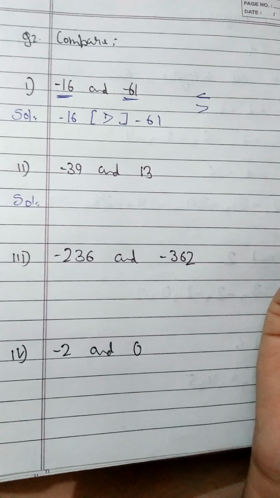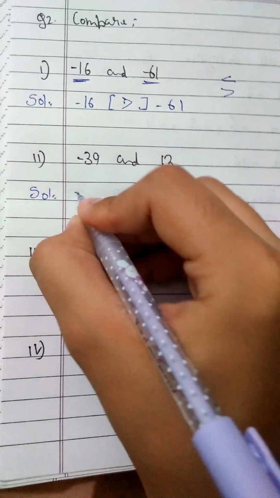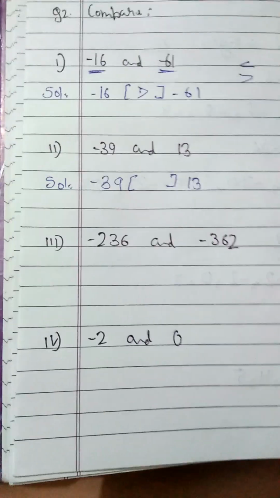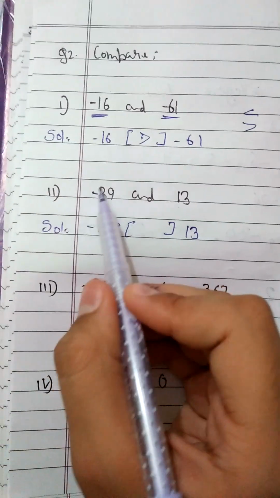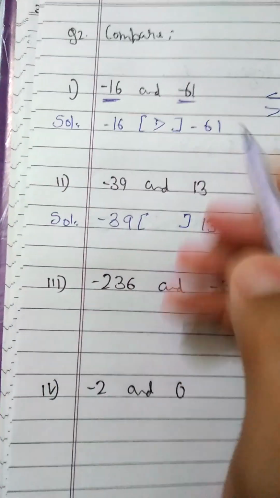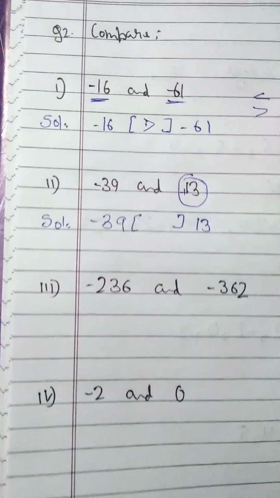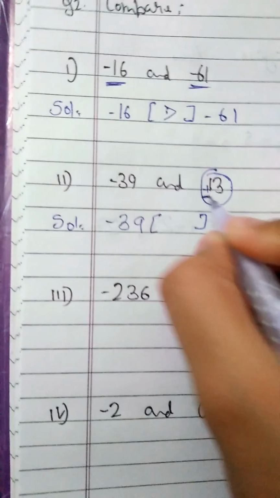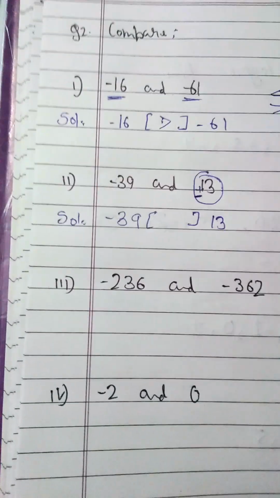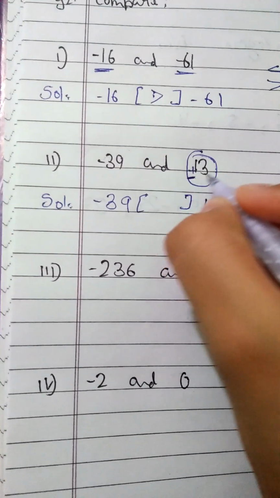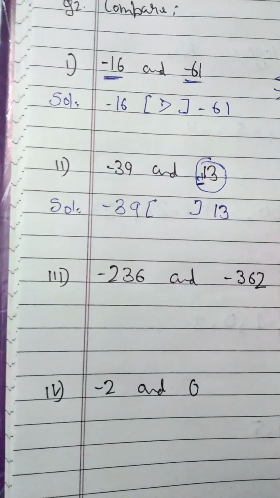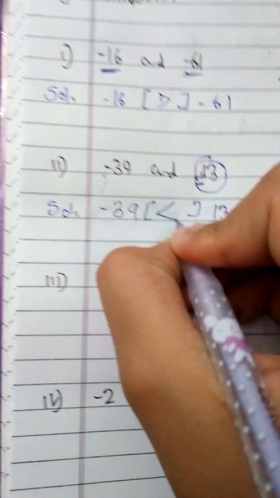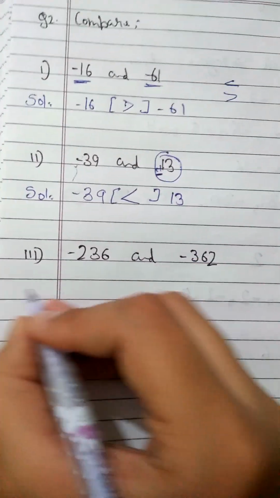So the next is -39 and 13. It's a very simple question. One integer is negative and one is positive, so the positive integer will be greater. So between the negative and positive integer, obviously that is 13.